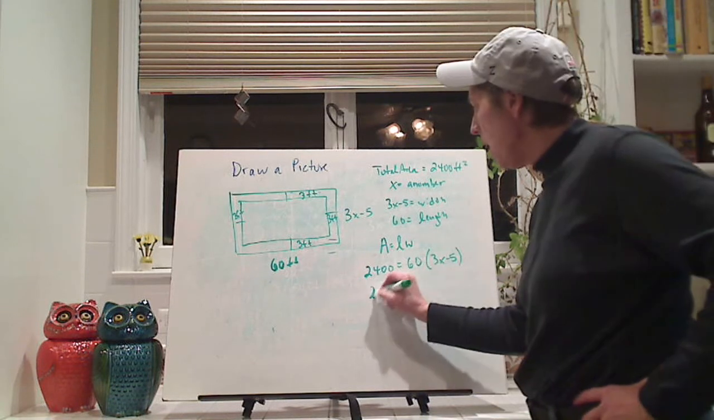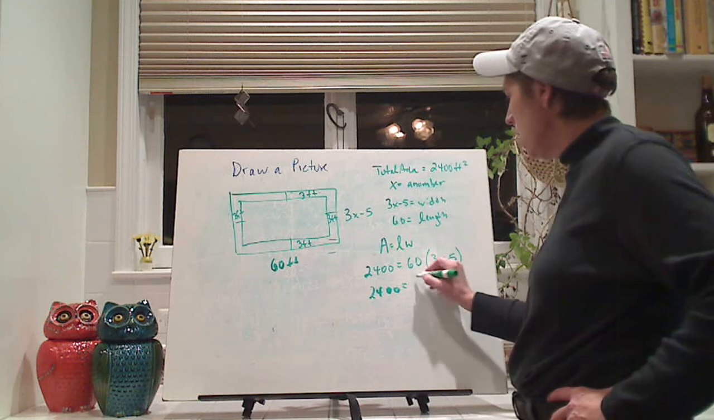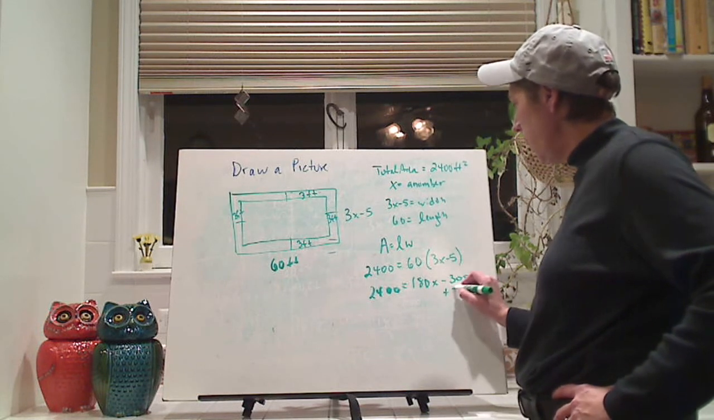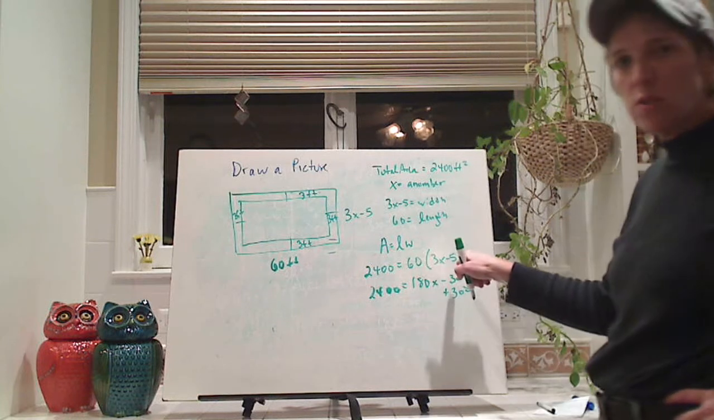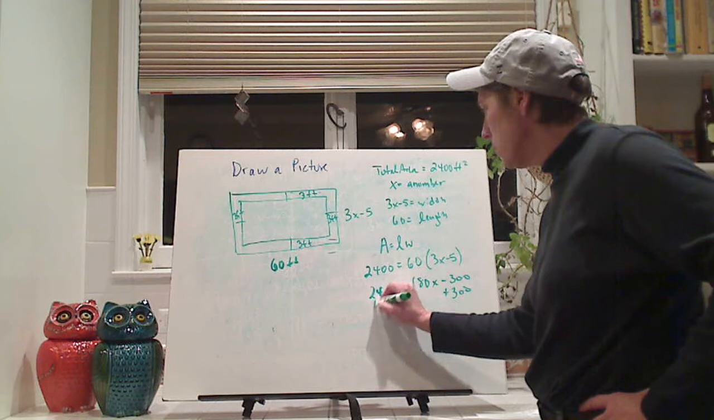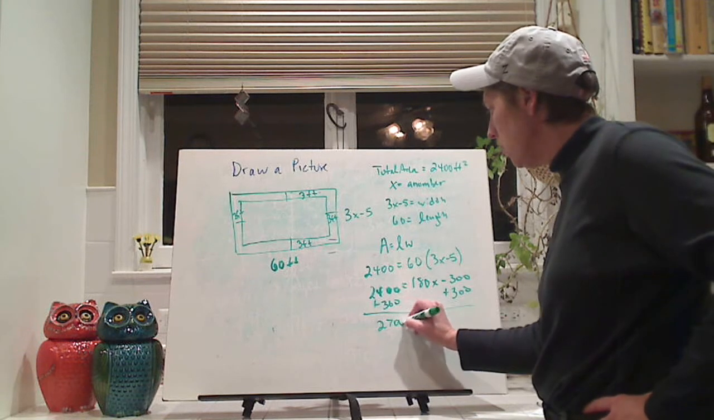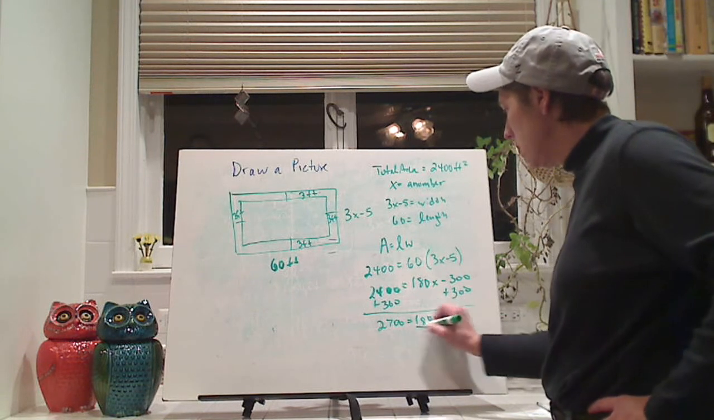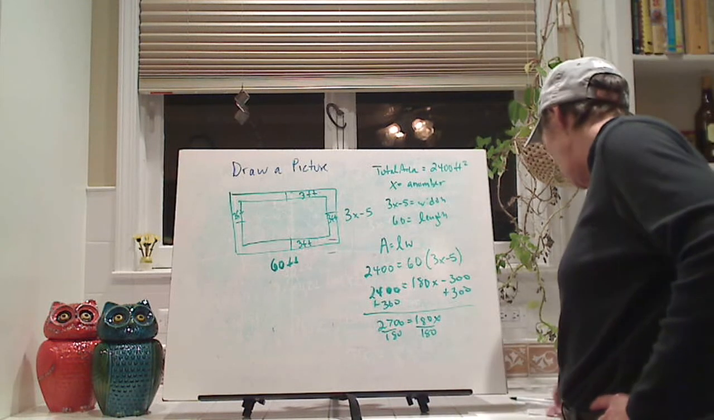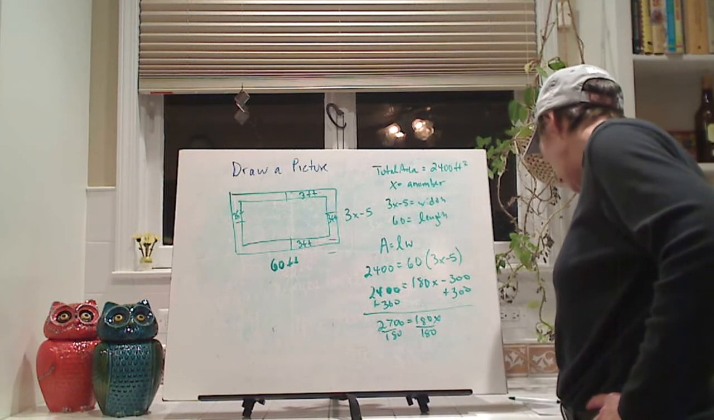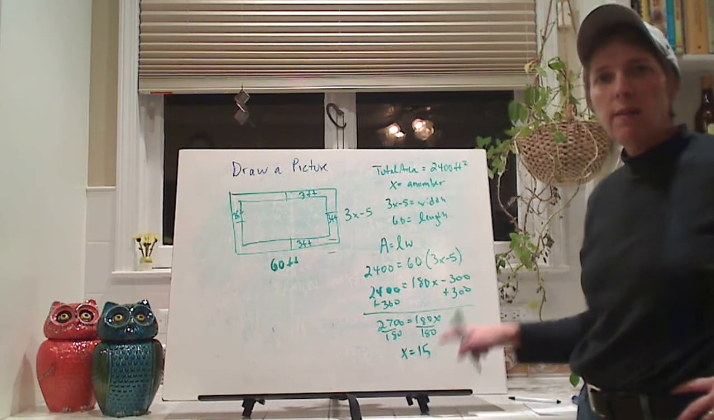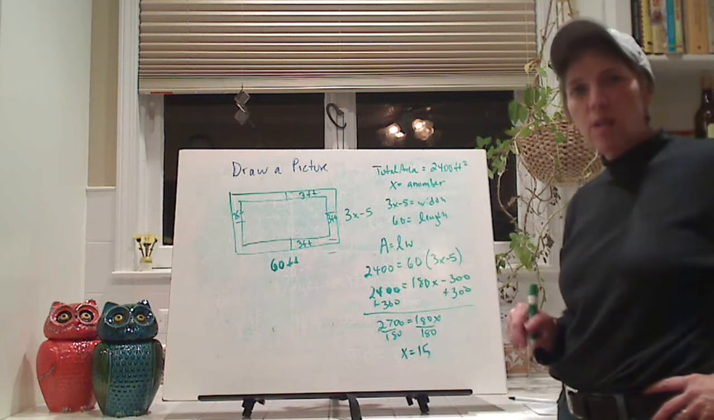Okay, so let's do the problem and see if you can see what happens. We have 180x minus 300. I distributed 60 times the quantity of 3x minus 5. I'm going to add 300 to both sides. I get 2700 equals 180x. When I divide both sides by 180, I get x equals 15. Remember what I said? That's not feet. That's a number.